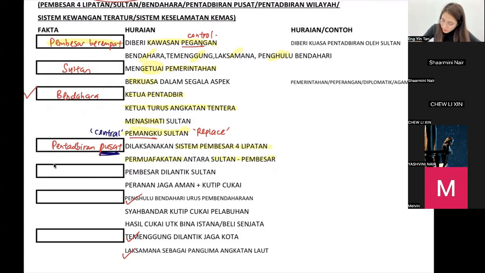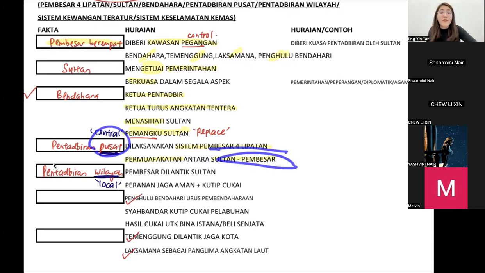And the other one is the pentadbiran wilayah. Wilayah is the local area government. Local government. So the central and the local. So this is the central government. That's why you can see the 4 main leaders. Sultan and the 4 main leaders is the one in charging there. Now the local area government. The local government is small area, particular area. So therefore you can see the leaders, they are being chosen by the Sultan. Their job is to make sure keamanan and kutip cukai dekat sana.